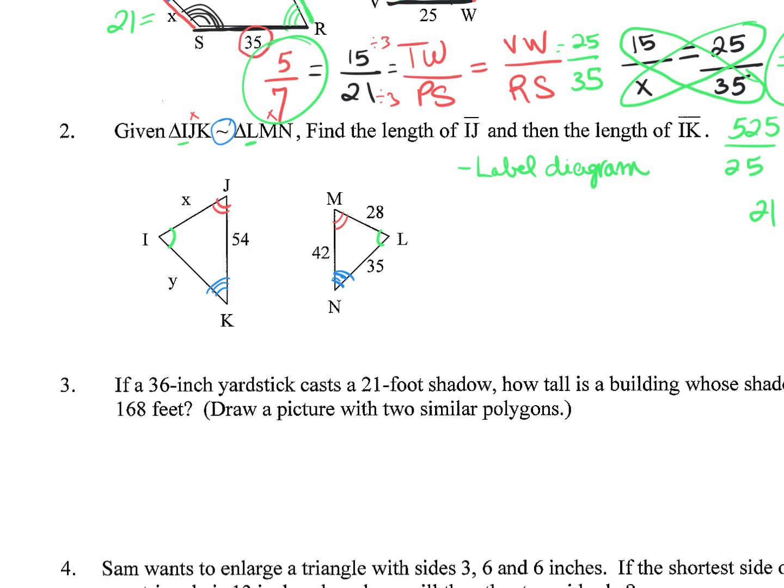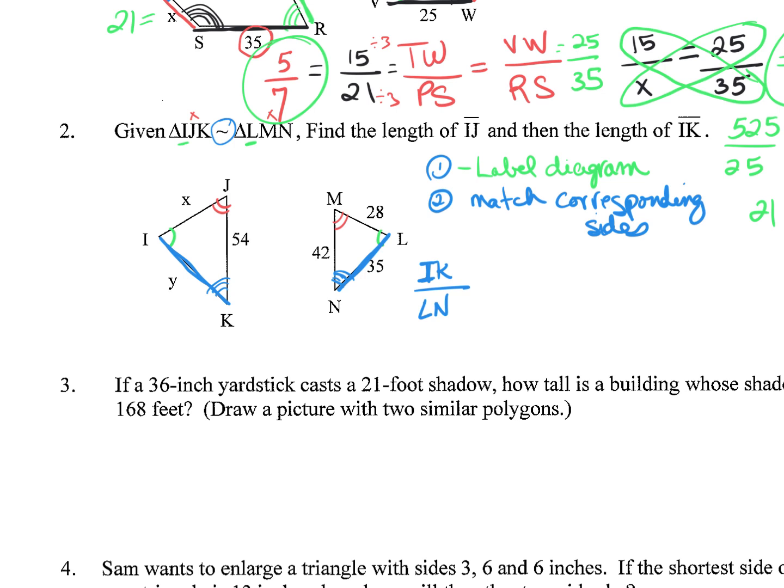Okay. So from here, I can take LN, which is the green and blue angles, and this is the green and blue angle. Okay, so the second step is we're going to match our corresponding sides, and I match them based on the congruent angles. So IK corresponds to LN, because they are both between the green and the blue angle.